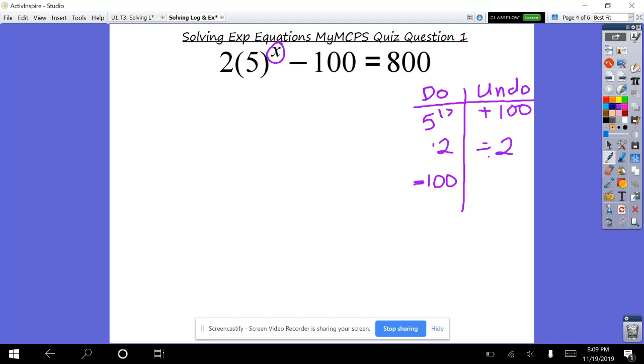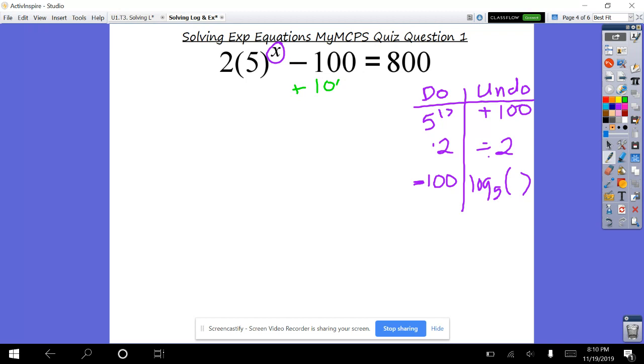Remember when we were solving log equations, the inverse of log was to use exponents and to exponentiate. So now the inverse of exponentiating is going to be to use a log. We're going to use log base 5 and put whatever we have into the log base 5. This might help some of you to kind of cue each step. So the first step is to add 100 to both sides.